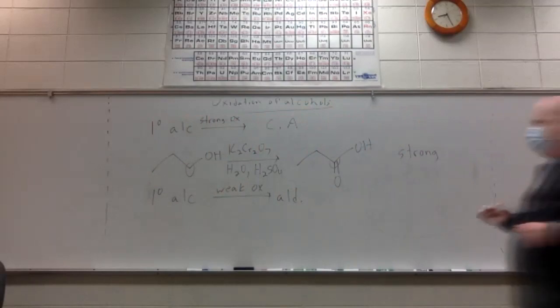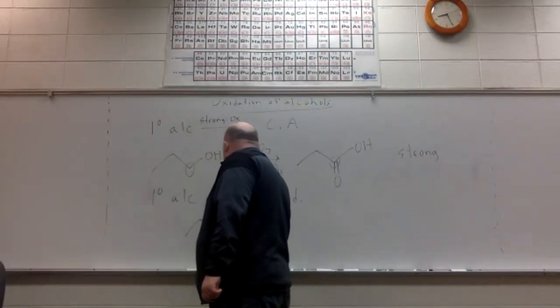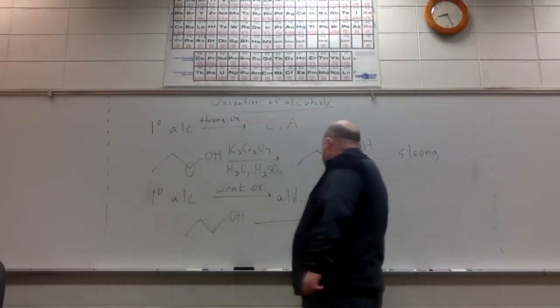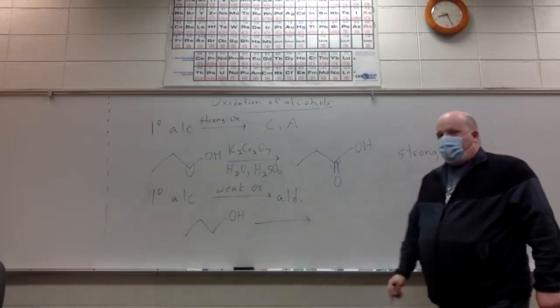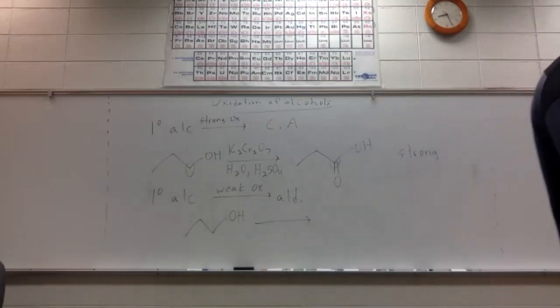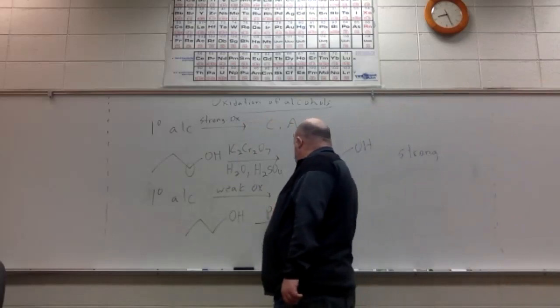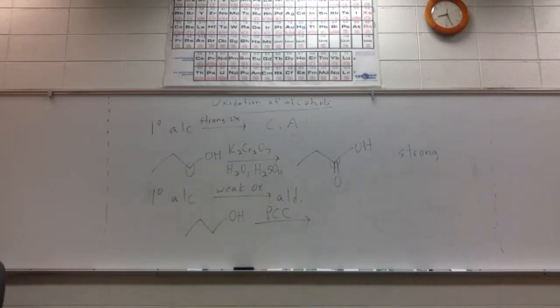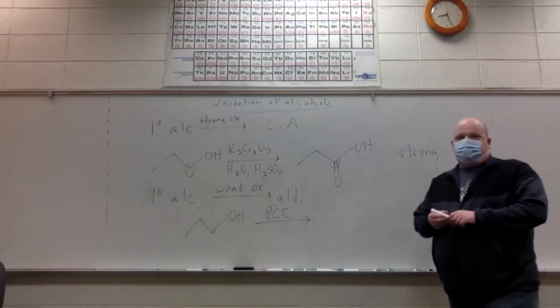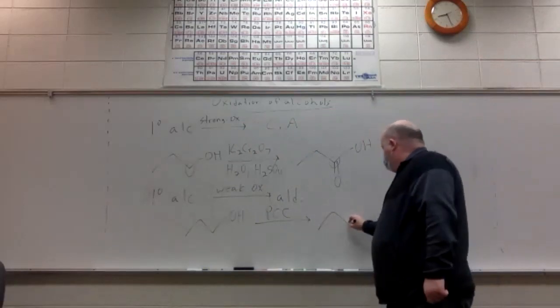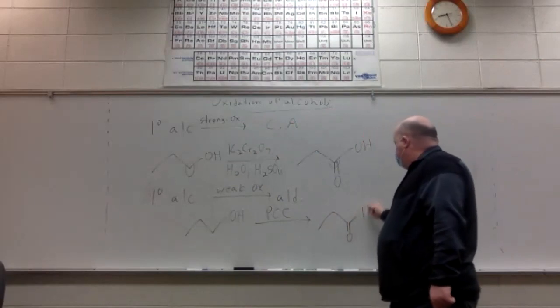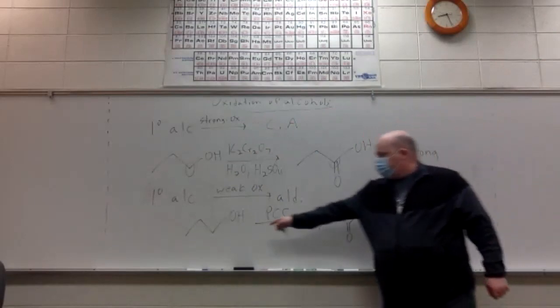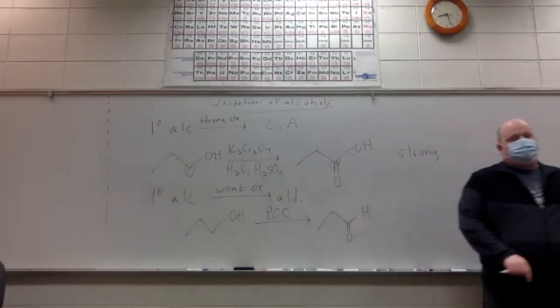All right, so let's take a look. We'll use that same alcohol. All right. The go-to weak oxidizer for alcohols is called pyridinium chlorochromate. We call it PCC for short. It's not PCP. I have had people put that on exams before. PCP is something else entirely. But PCC. And what that'll do is there'll be a gentle oxidation that takes this from 1 C-O bond to 2.